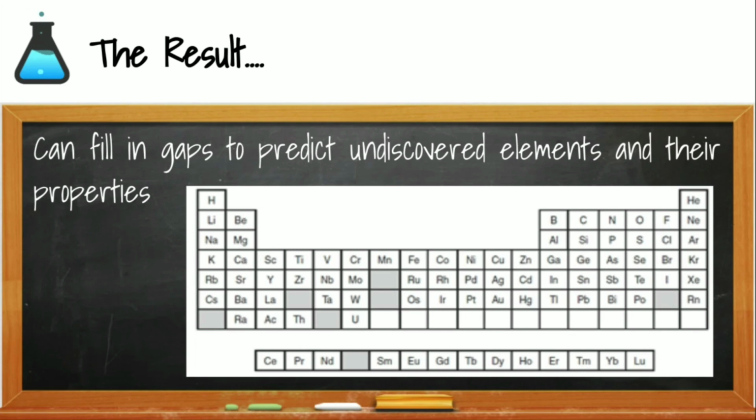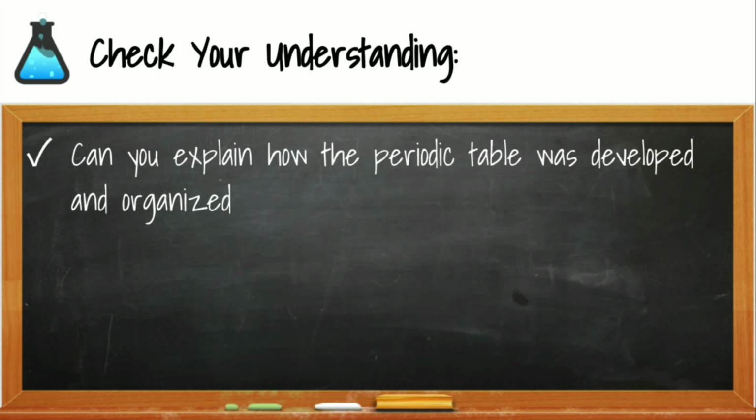The beauty of Moseley's periodic table, combined with the work that Mendeleev began, was we were able to predict which elements were missing. Not only were we able to predict missing elements, but we were even able to describe the properties they should have based on the periodic law. Can you explain how the periodic table was developed and is currently organized? Remember, just look at your reference table. You can see that it's definitely organized by order of increasing atomic number.